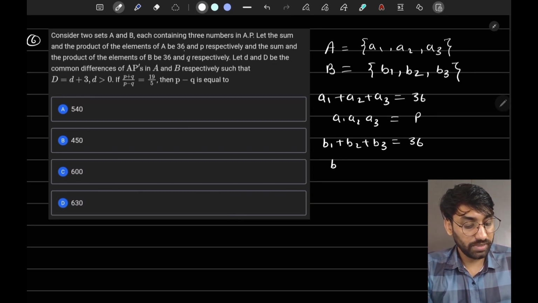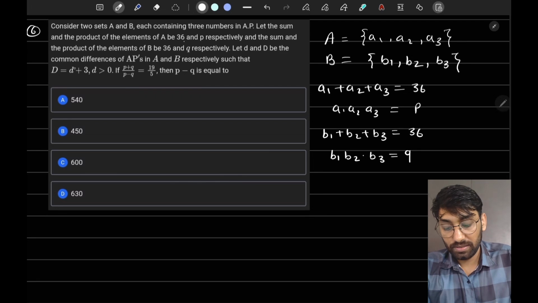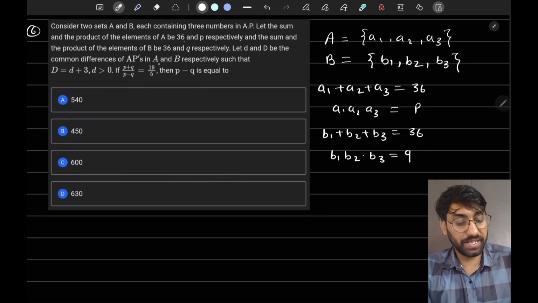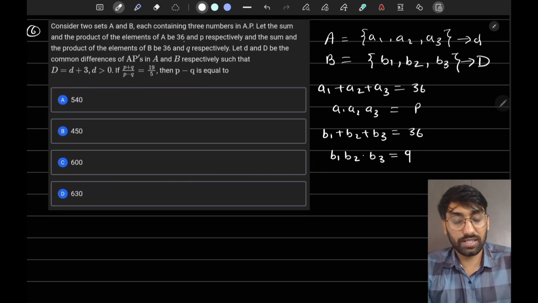At the same time, B1 into B2 into B3 equal to Q. This is what they are saying. Now, after that, they have given that, let small d and capital D be the common difference of APs in A and B. It means for this AP, the common difference is small d, and for this AP, the common difference is capital D.